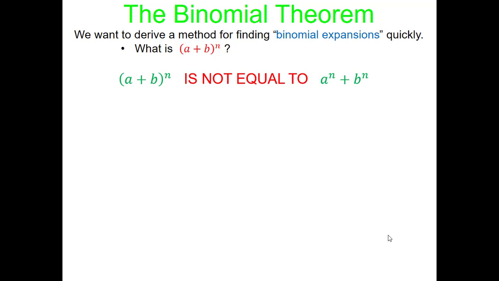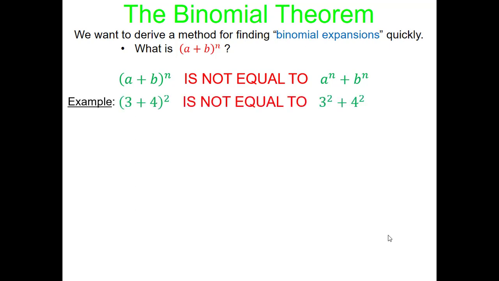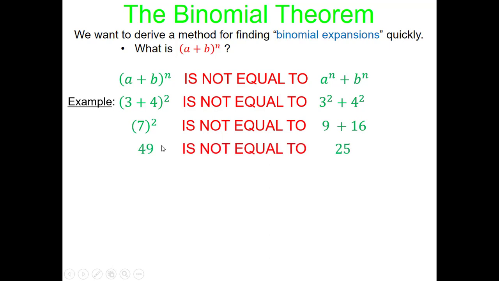Well, I'll tell you one thing that it's not. What a lot of students will do is that they'll distribute that exponent and say that it's the same as a to the power of n plus b to the power of n. But we should see, if we just pick a quick example, maybe choosing a to be 3 and b to be 4, that this isn't going to be true, because 3 plus 4 is 7, while 3 squared and 4 squared separately are 9 and 16. So notice that 49 is not the same as 25. So in general, we're not able to distribute that exponent if there's ever addition inside of parentheses.